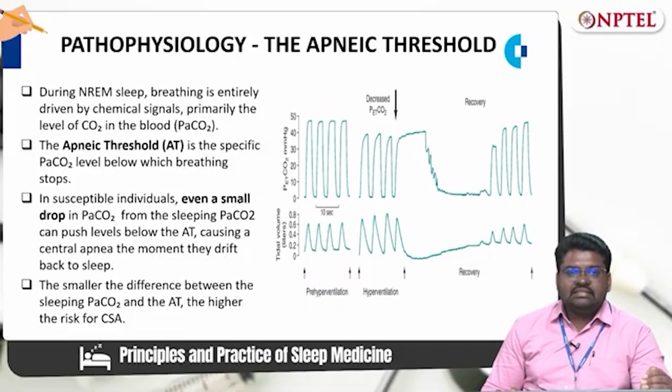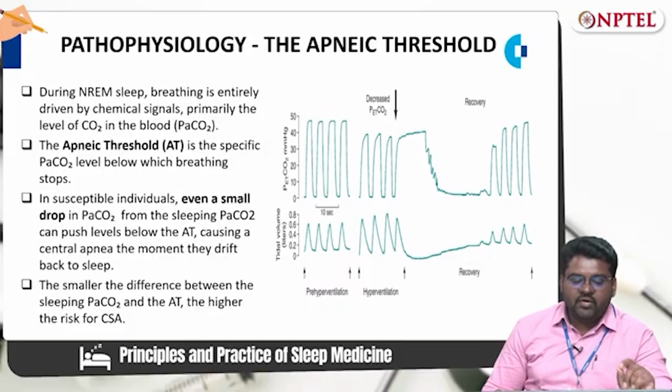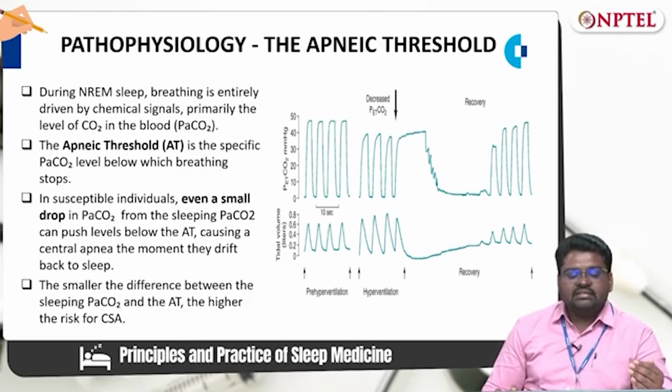The apneic threshold is a specific cutoff point, that is a PCO2 level, below which the breathing will stop. So, when the patient is sleeping, usually there will be an increase in partial pressure of carbon dioxide.